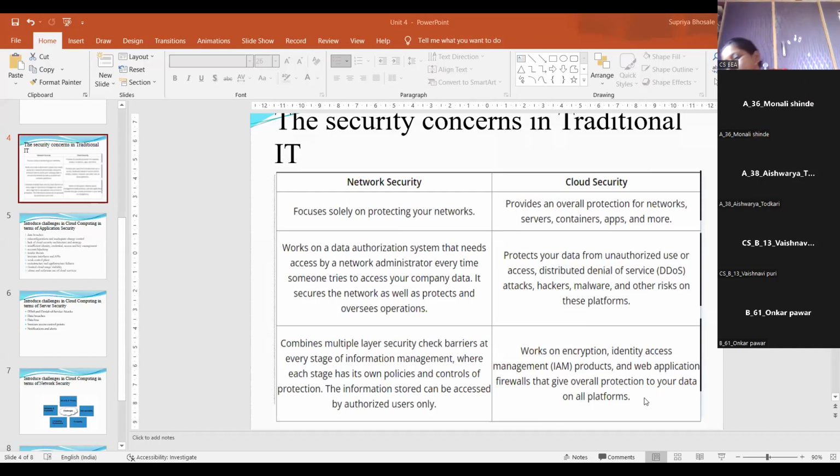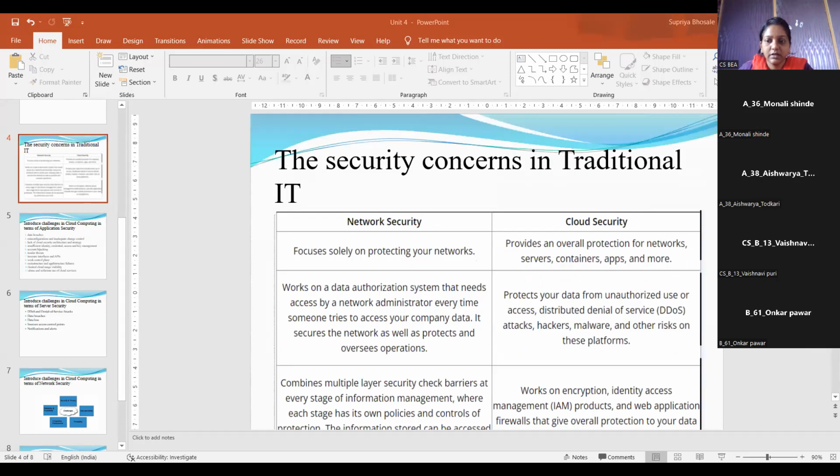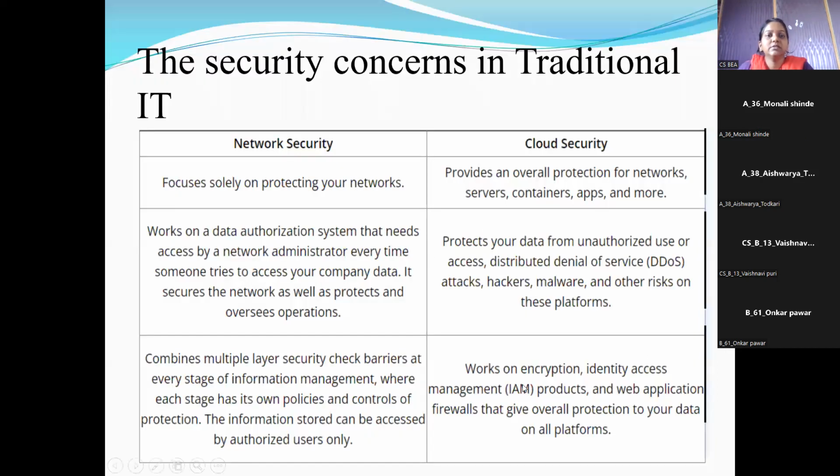Okay, so in yesterday's topic, we went through the security concerns in traditional IT. That part we have already seen.